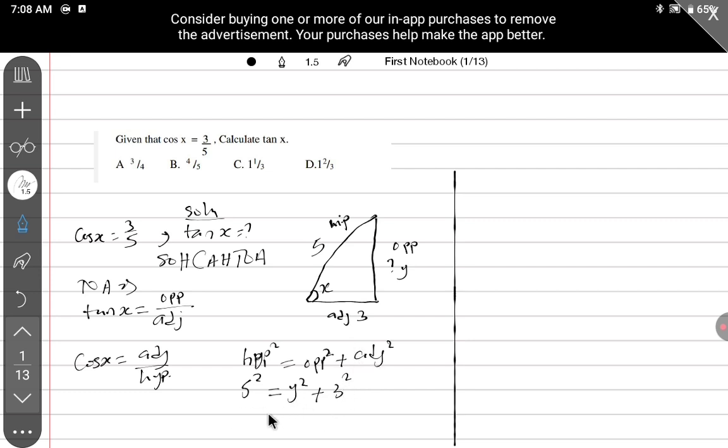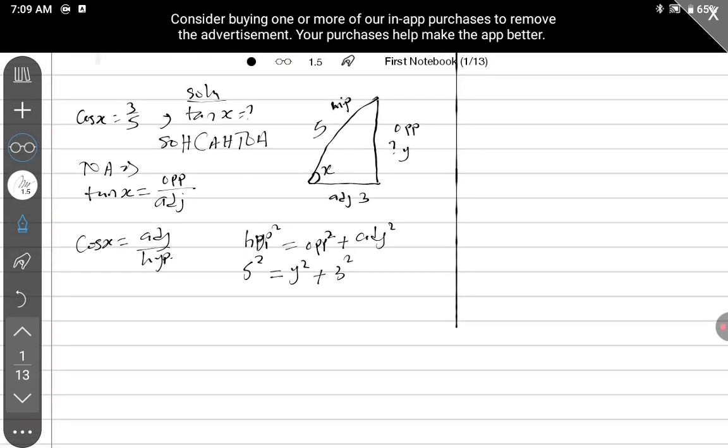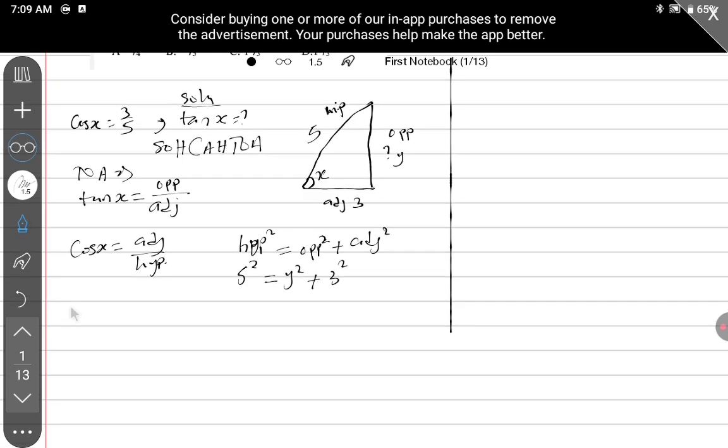So in this way we can collect like terms. Let me try to create more space. So let's collect the like terms here. When you collect like terms, we have our y squared.